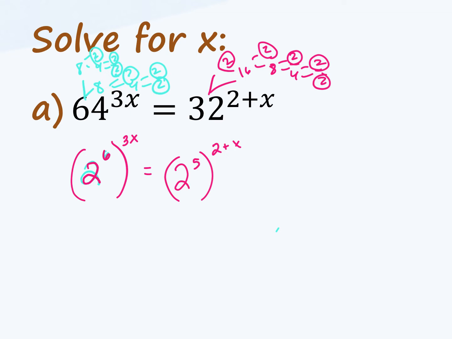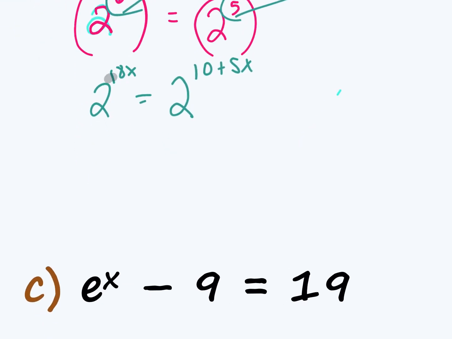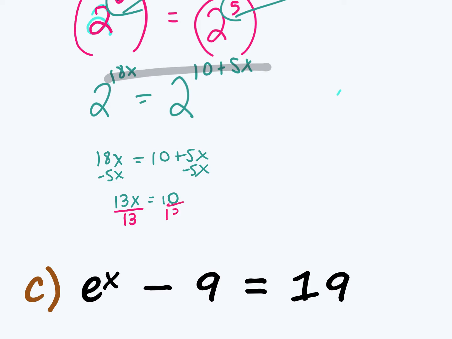Now what do we do when we raise a power to a power? Multiply. So this becomes 2 to the 18x, and this gets distributed to both, so this becomes 2 to the 10 plus 5x. Now the bases are the same, so I can set my exponents equal to each other. 18x would equal 10 plus 5x. I'd subtract the 5x. 13x would equal 10, and divide both sides by 13. And x is 10 over 13.